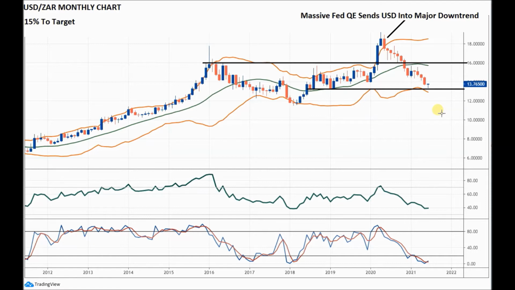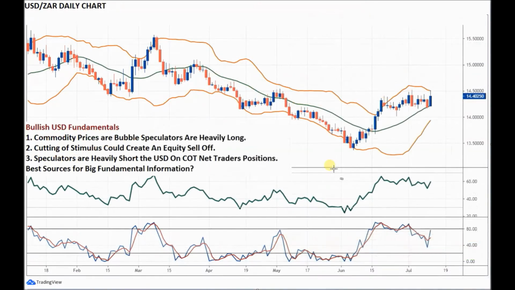Right, let's go to the daily chart. Draw the levels of entry, stop and target. Look at another couple of big fundamentals which I think will support the USD. All right, we're on the daily chart of USD/ZAR.